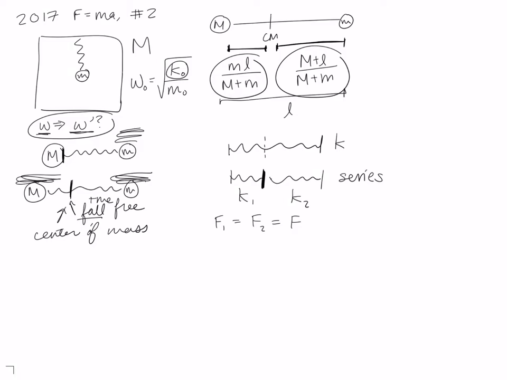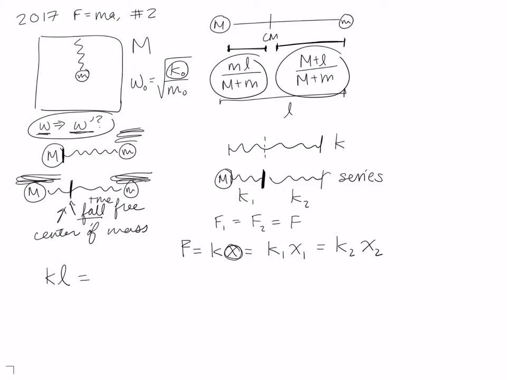And so we find that if we let x1, x2, and x be the displacement for k1, k2, and k respectively, we find that F is just equal to k times x, or k1 times x1, or k2 times x2. Now, for the case of this, we find that our displacement is just going to be L. So we have that K times L is going to be our displacement.